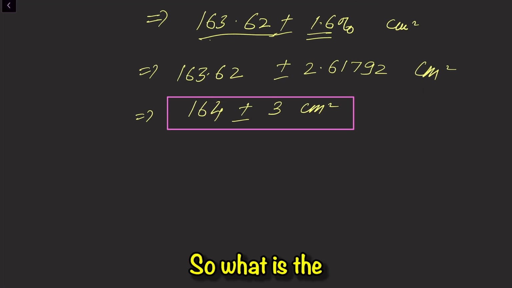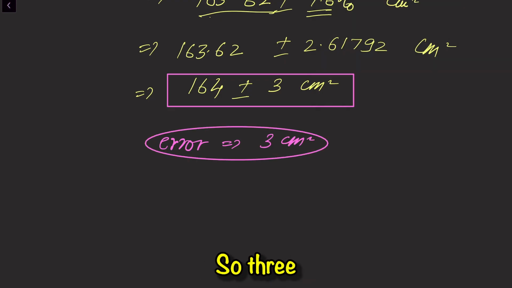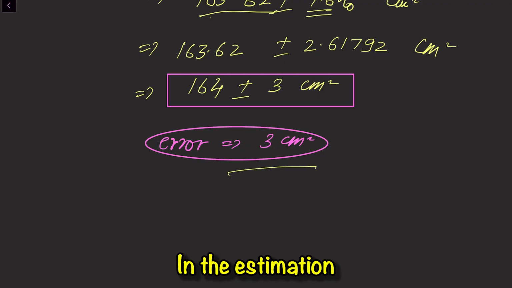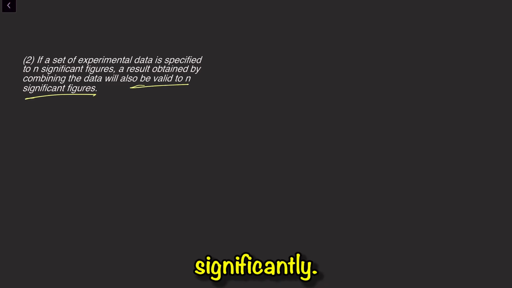This is the final answer. So what is the uncertainty or error? Error is equal to 3 centimeter square. This is the uncertainty or error in the estimation of the area of the rectangular sheet. Right? So this is how it is calculated. Now second is, if a set of experimental data is specified to n significant figures, a result obtained by combining the data will also be valid to n significant figures.